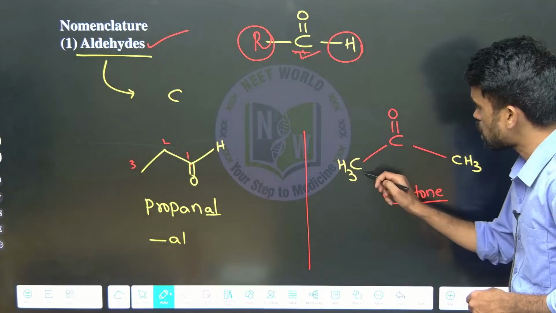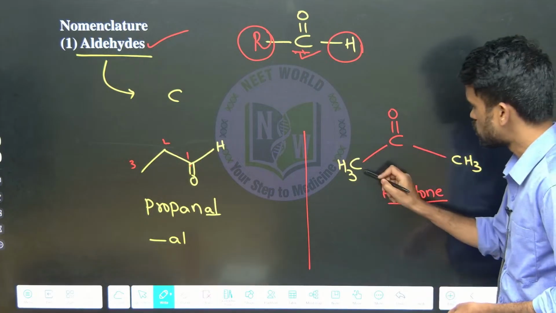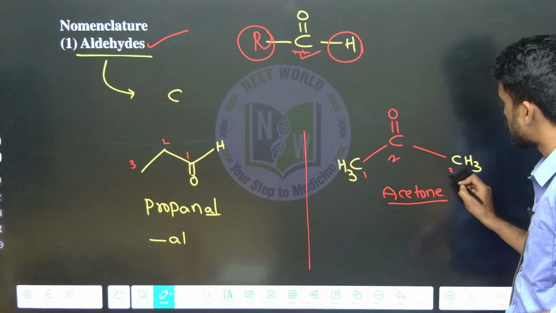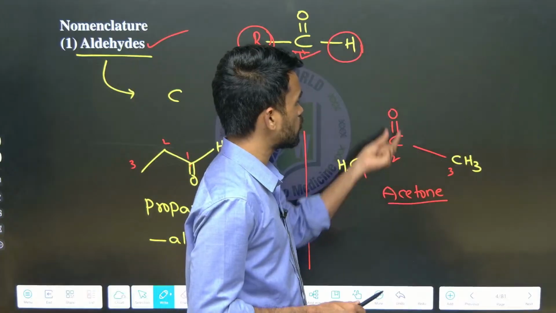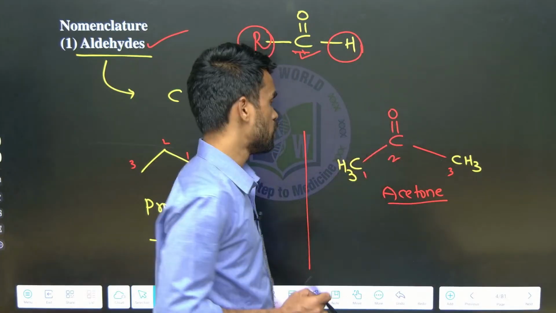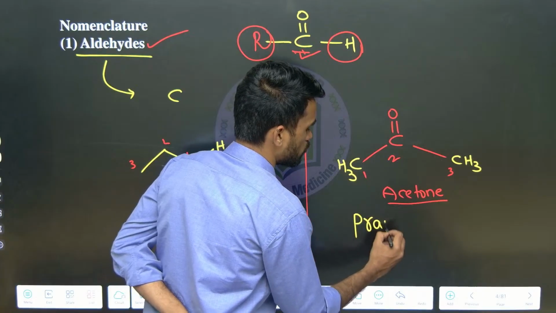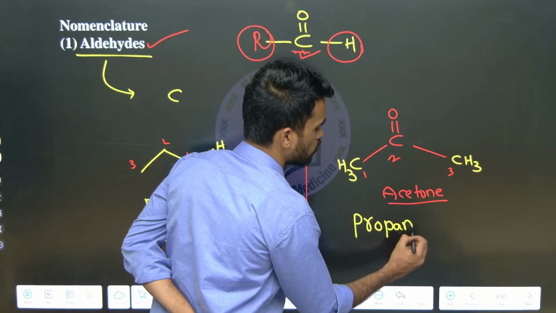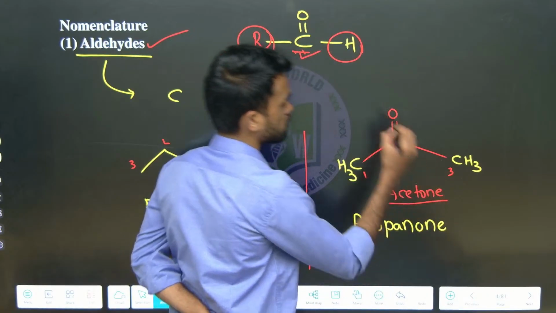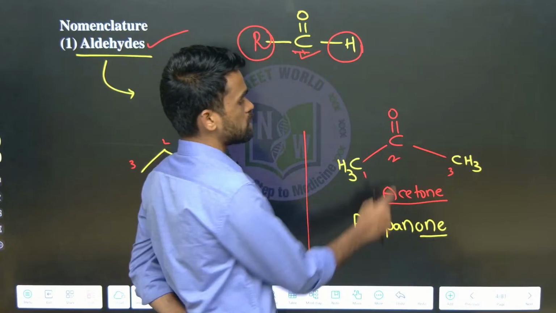See, you just start numbering from any of these carbon sides because both of them are the same here. So 1, 2, 3 we are writing. 3 carbons means prop right now, but at the second carbon we have a keto, like a carbonyl group. So you can say propanone. The suffix for ketones will be one, on. Okay, so its position is 2.